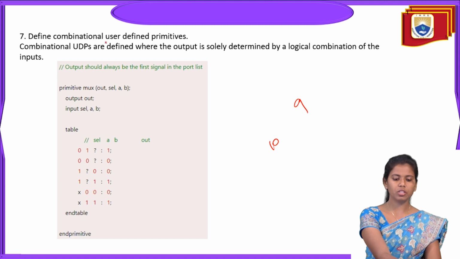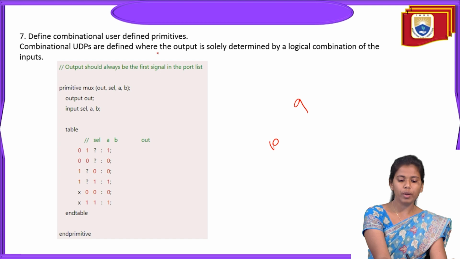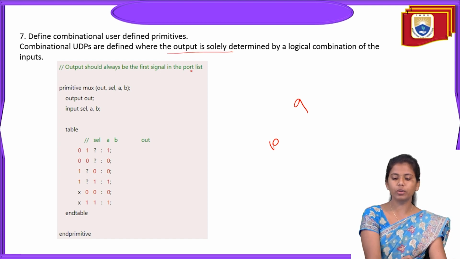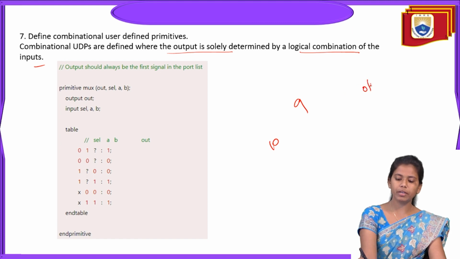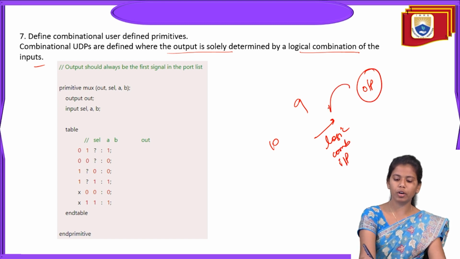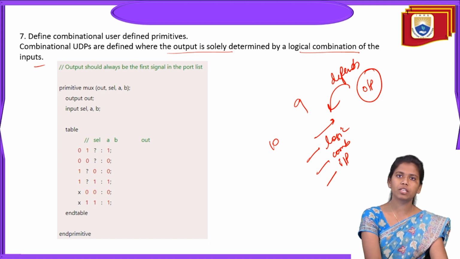So what are these combinational user defined primitives? They are defined where the output is solely determined by the logic combination of the inputs. Here the output depends only on the logic combination of the inputs. The output purely depends on the logic combination of the inputs. Here we see a code pertaining to a combinational UDP. The number of inputs that can be given to this combinational UDP is a maximum of 10.